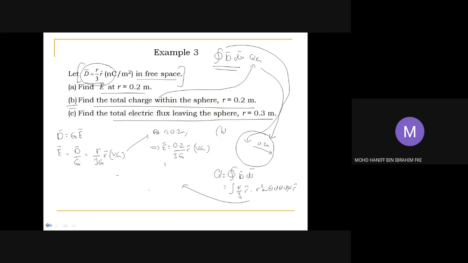Right, so basically this is the integration. There is no r integration. So the enclosed charge will be r power of 3 divided by 3, times the integration of sine theta d theta, and the integration of d phi, 0 to 2 pi, 0 to pi. So we just substitute the value of r of 0.2 meters straight away. We have 0.2 power of 3 divided by 3, times 4 pi.